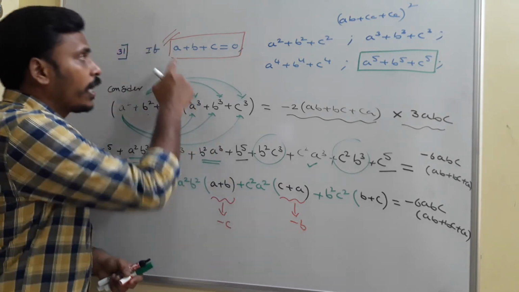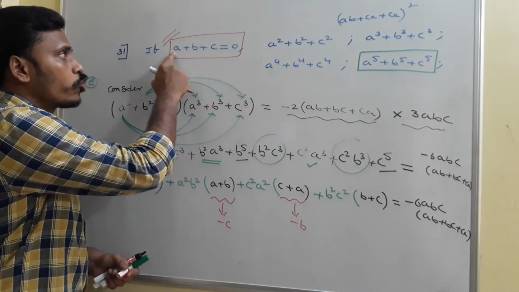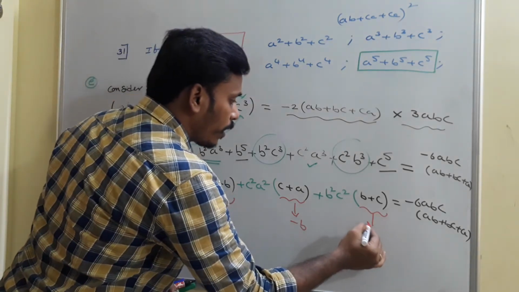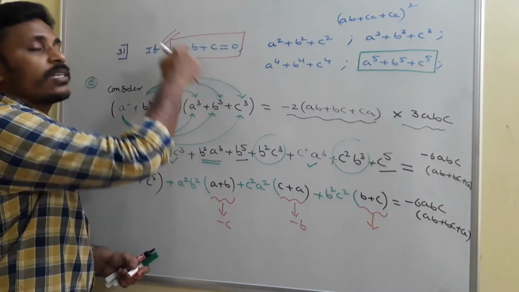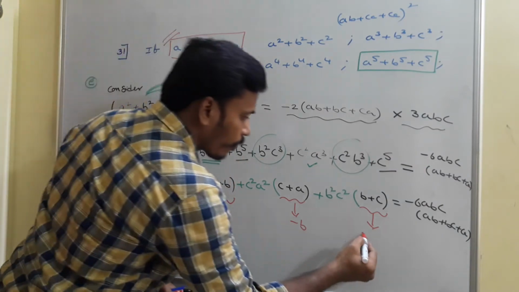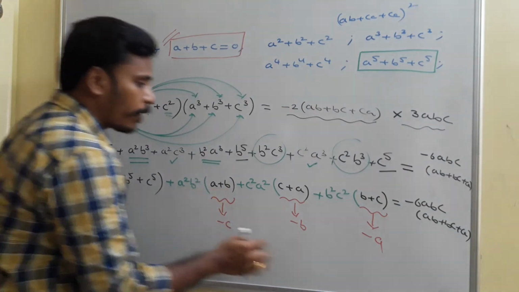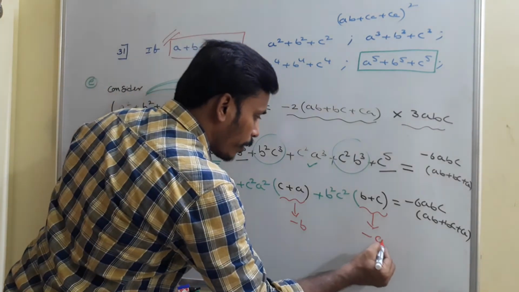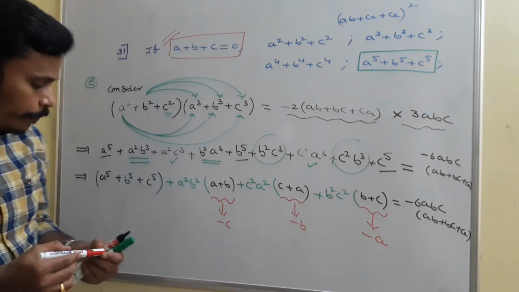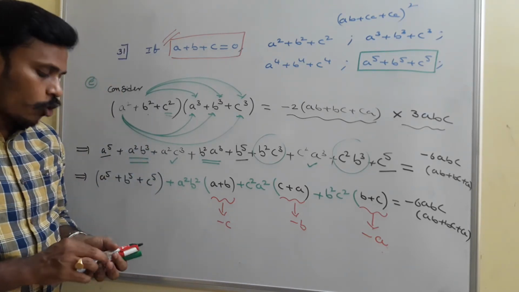Is it right? a plus b plus c is 0, so a plus c is simply minus b. And what do you say about b plus c? a plus b plus c is 0, so b plus c is simply minus a. So you need to replace a plus b with minus c, c plus a with minus b, and b plus a with minus a. Okay, that replacement is okay.